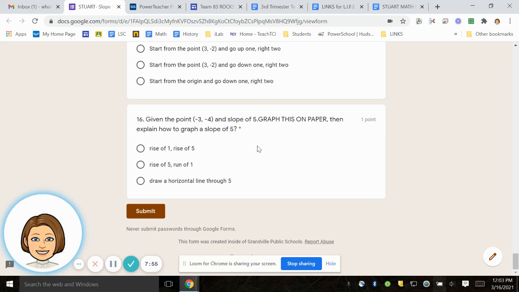Before you submit this, double check your work, make sure your answers are correct, and that you make no mistakes. This is a test and it's worth 80% of your grade.